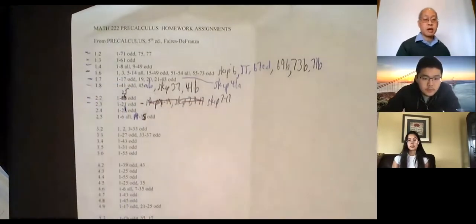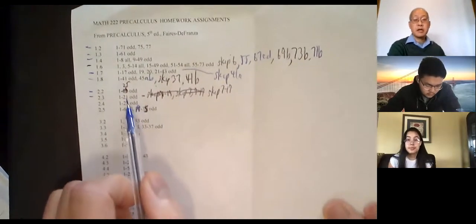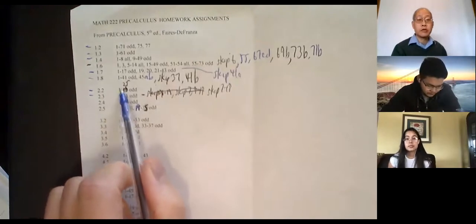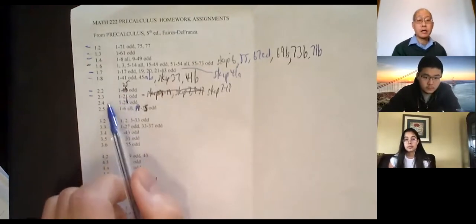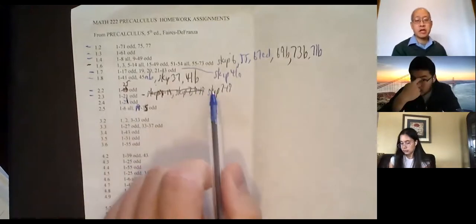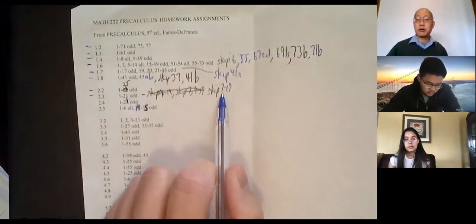Okay, this is starting to get kind of messy. All right, so I've made some more changes if you haven't already gotten them. So 2.2, just 1 to 25, odd. 2.3, imagine keeping the 1 to 21 odd, but you're skipping 7 through 19. So that means we have very few problems from 2.3.